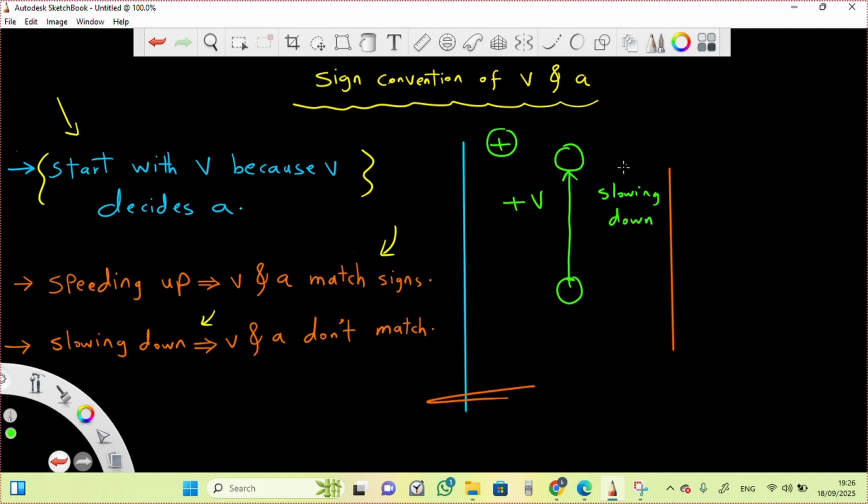So slowing down, acceleration, which is here acceleration due to gravity, is going to take the opposite sign of velocity. Therefore, acceleration due to gravity here is negative.